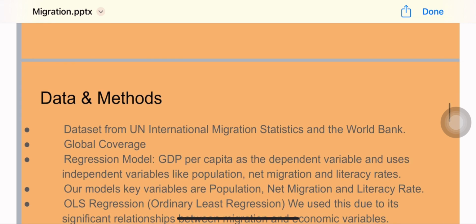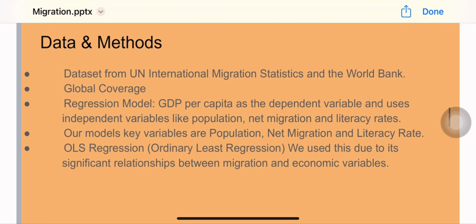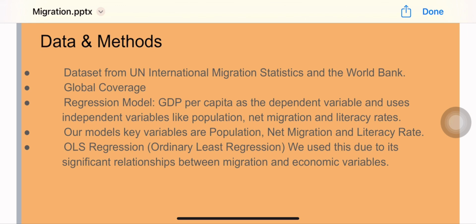Next page. So data and methods. We've used a data set from UN International Migration Statistics and another one from the World Bank. We thought these were great because they have global coverage, which is what we need. And then we have also been using the regression model, which has GDP per capita as the dependent variable and uses independent variables like population, net migration, and literacy rates.